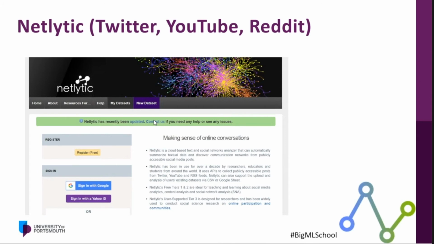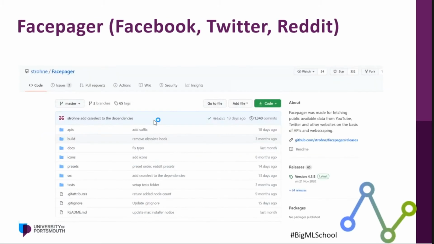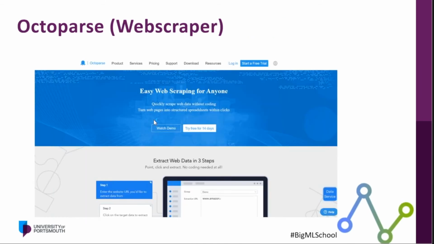If you're doing social media, slightly off topic, but if you're doing social media and you don't code, there's Netlytic, with free plans for students and academics. You can pay a bit extra for larger data sets if you want to. There's Facepager if you want to do stuff on Facebook, Twitter, Reddit.